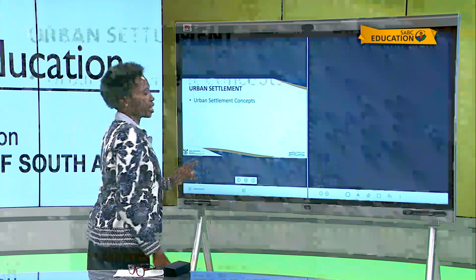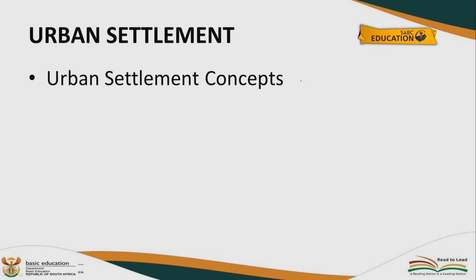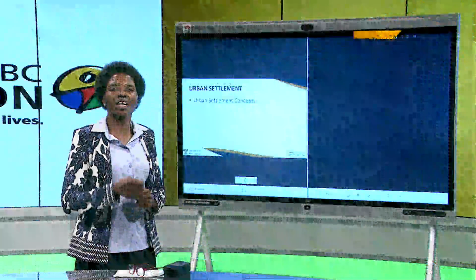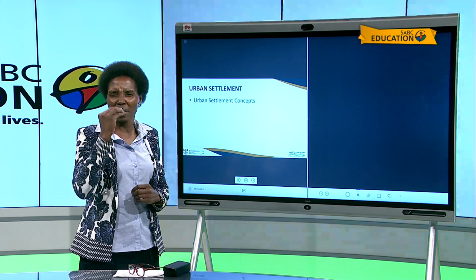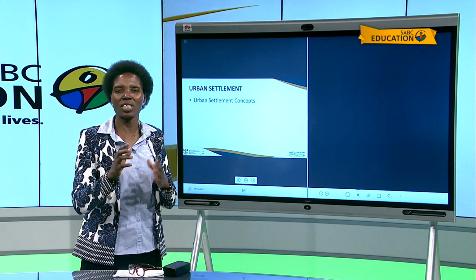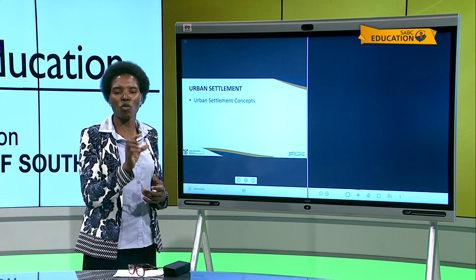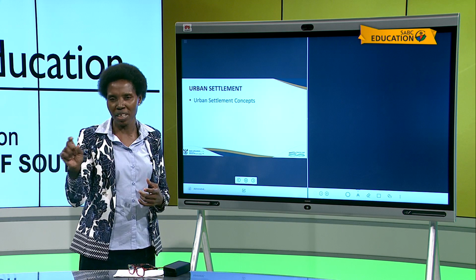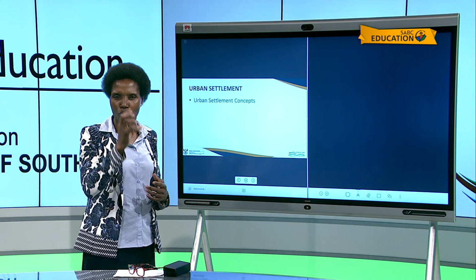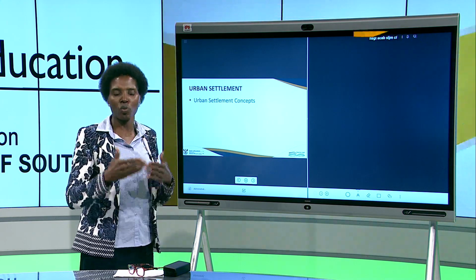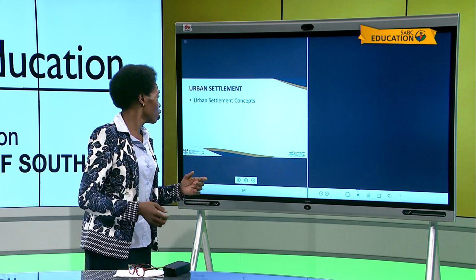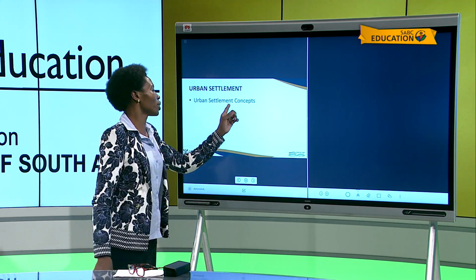The first thing that we are going to do is look at urban settlement concepts. There is a very important thing about concepts. When you are in geography lessons, you need to take note of concepts. Concepts are very important. When you are looking at concepts, you need to take note of keywords when defining your concept. There are keywords that make your definition acceptable and understandable. So it's very important for you to understand the concepts.